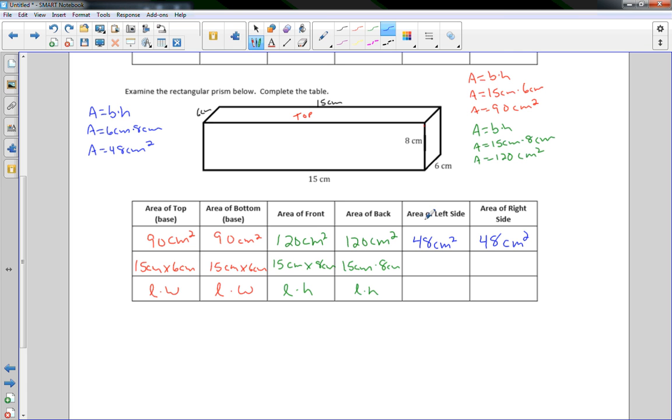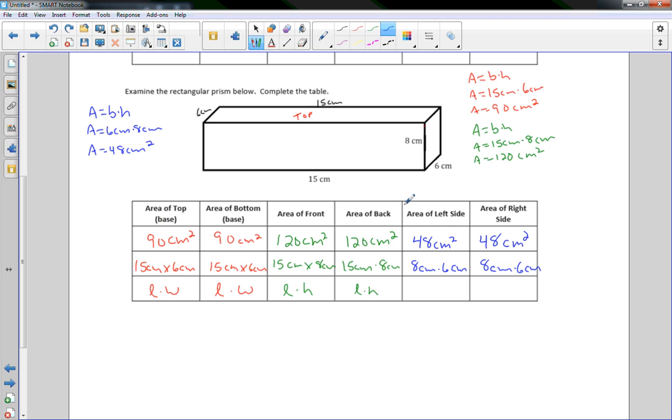Okay. And then finally, area of the left side. Well, that would be the 6 times 8, or the 8 centimeters by 6 centimeters. 8 cm times 6 cm. So the height has already been called 8. So that's height.